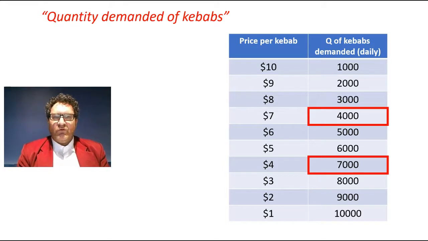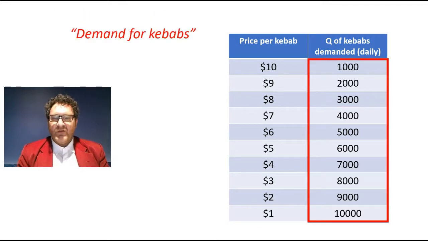These represent what we'd call quantities demanded. They do not represent what we call demand per se. Demand per se refers to all of the possible quantities demanded at various corresponding prices. So it means the whole table or the entire schedule. That is demand for kebabs. You should make that distinction clear in your mind between the quantity demanded at a particular price and demand per se, which is various quantities demanded at various prices.